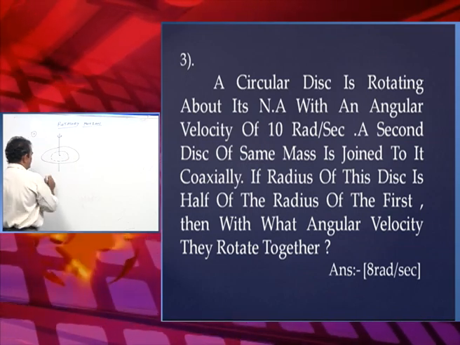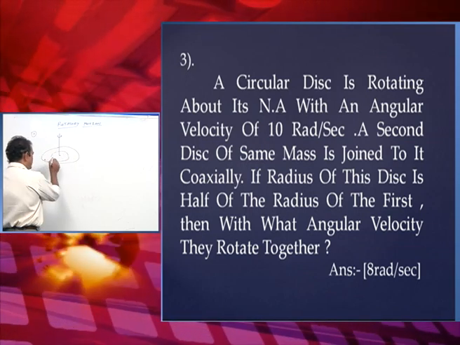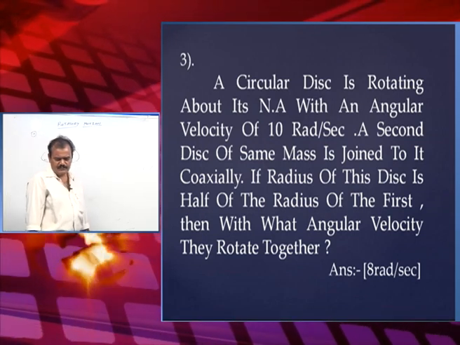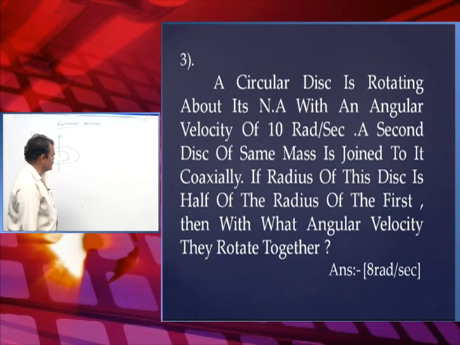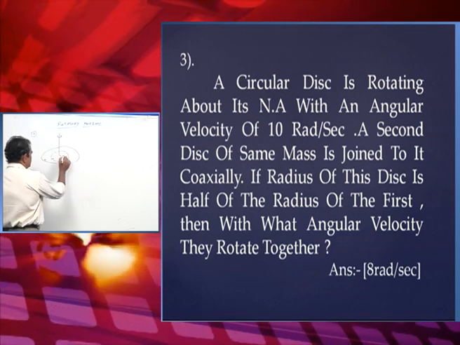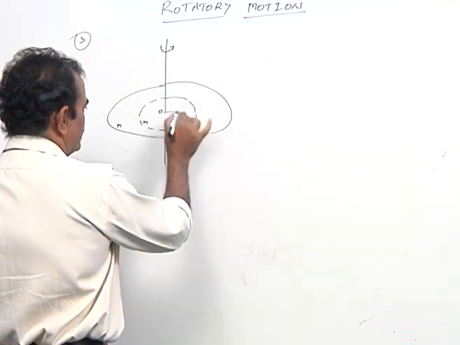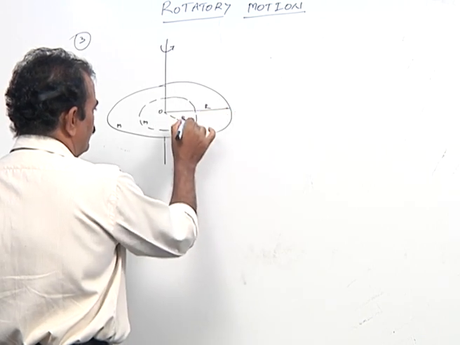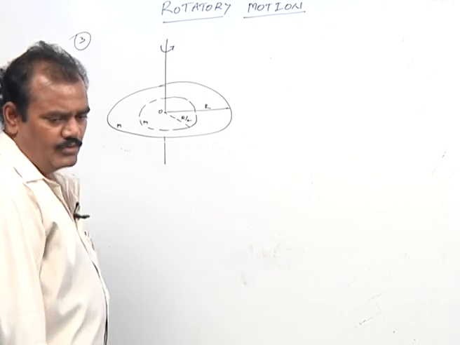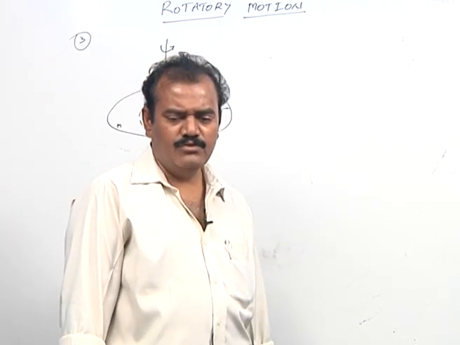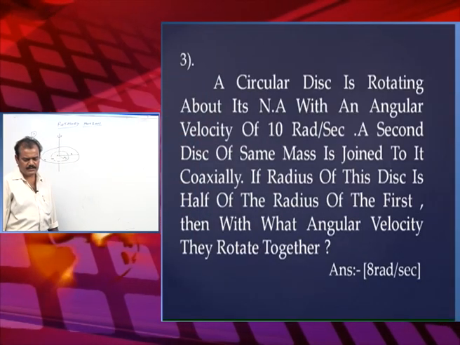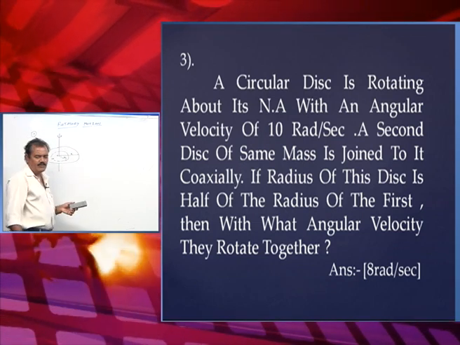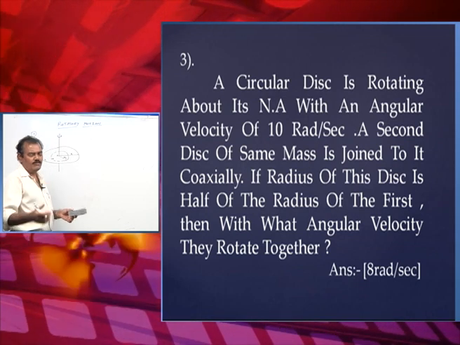Initially it is M, and here also it is M, because there is no change in the mass of that second disk. It has that same mass, but the radius, initially it was R, and in this case it is R by 2 only. In the first one, it is rotating with an angular velocity of 10 radians per second. Now, when this second disk is arranged coaxially like this, what will be the new angular velocity?